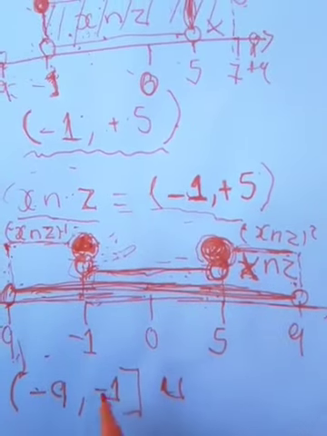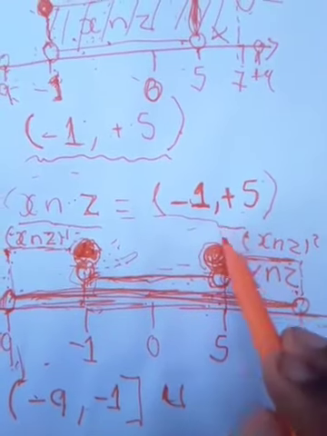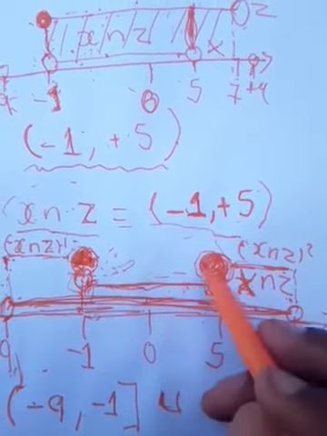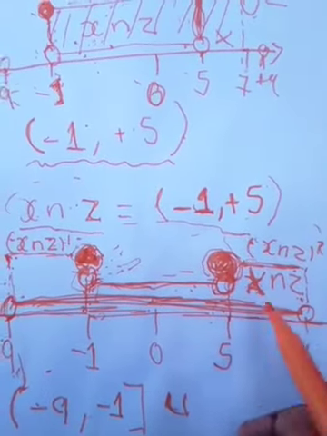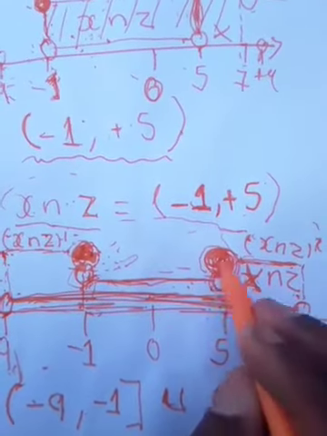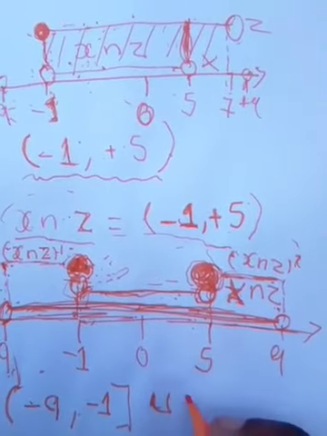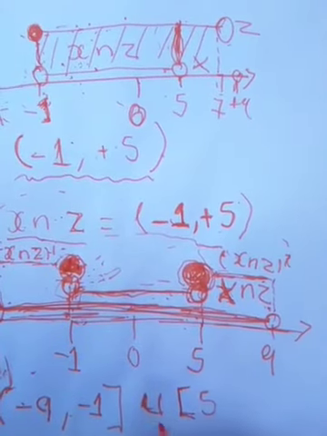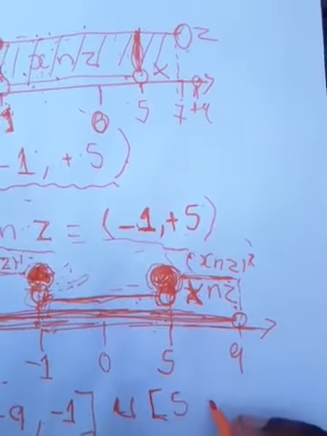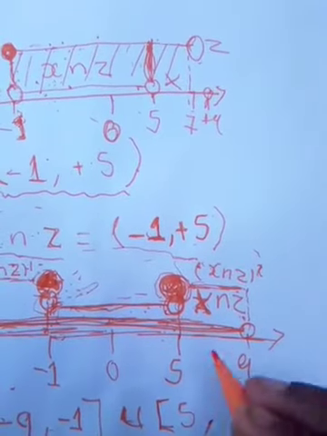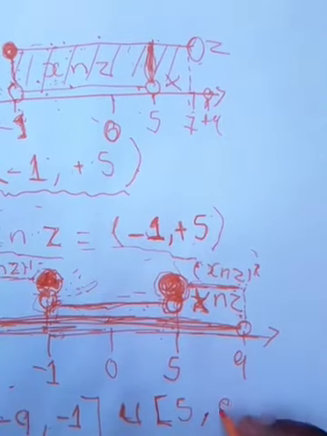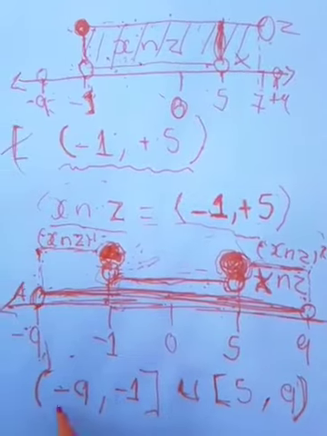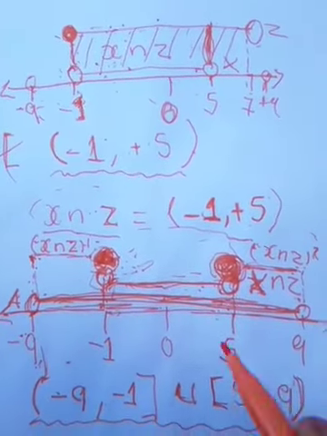And then you say union. You're uniting with another region which is representing x intersection z. It's like you are mentioning them together. Now the other one is starting from 5. Of course it is shaded, so you're going to write 5 using the square bracket instead of your parentheses. And then you say comma, up to where? Up to 9, right? Which is of course not shaded. So you have just described your x intersection z complement. This is all you need to know.